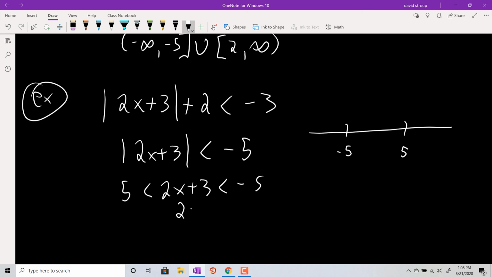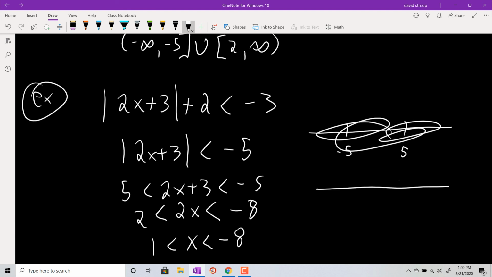Let's make it even more clear. If I subtract 3, it's going to be -8. Over here, subtract 3, it's 2. Divide by 2. And you're looking for numbers in between -8 and 1. Okay. So you need numbers that are greater than 1 and less than -8. Okay? So you need a number that's in this interval and in this interval. There are no numbers that are in that.